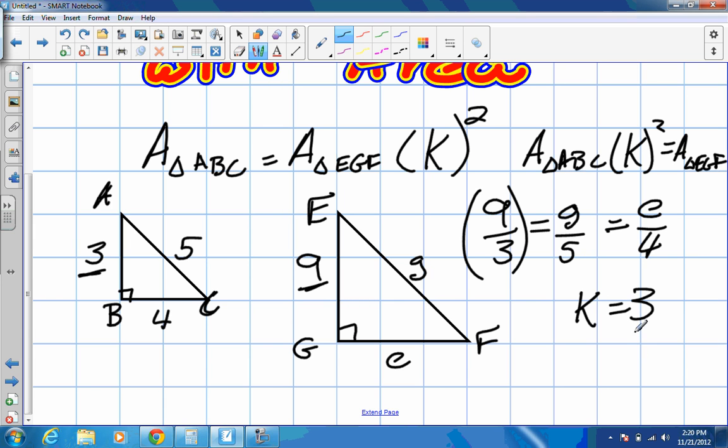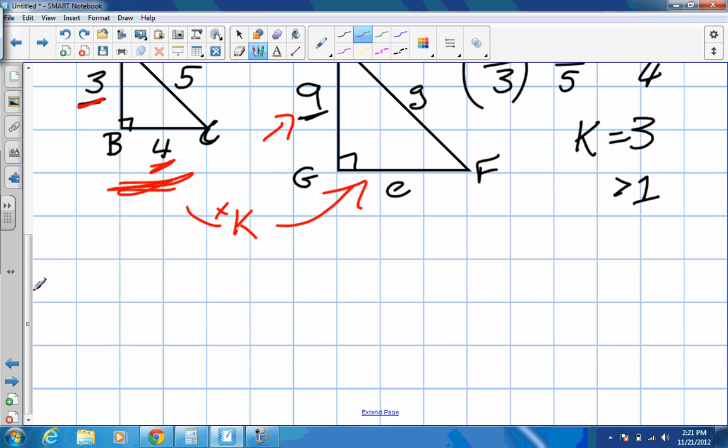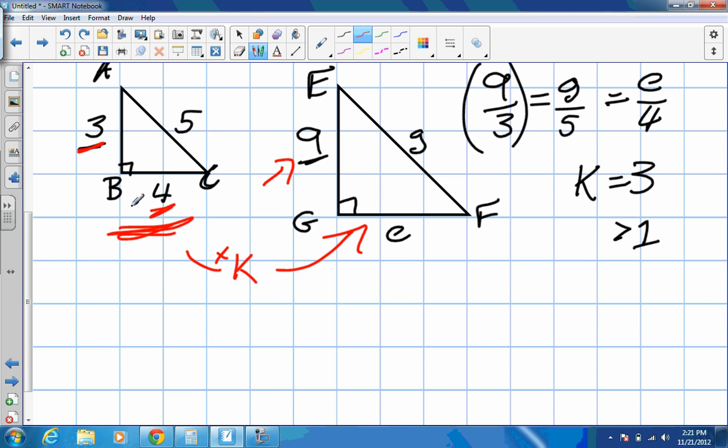Well, since 3 is greater than 1, that means we're going from the smaller triangle times this scale factor we found to get to the larger triangle. Great. That works out perfectly for us because we can easily find the area of this triangle. We cannot easily find the area of this triangle because we only have one value. Okay, so let's find the area of the first triangle. It's a right angle triangle, so area of a triangle is your base times your height times 1/2, or divided by 2, however you want to begin.